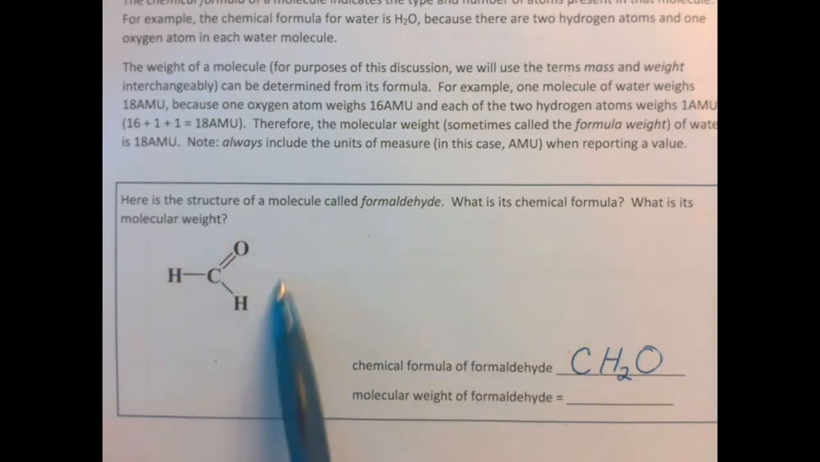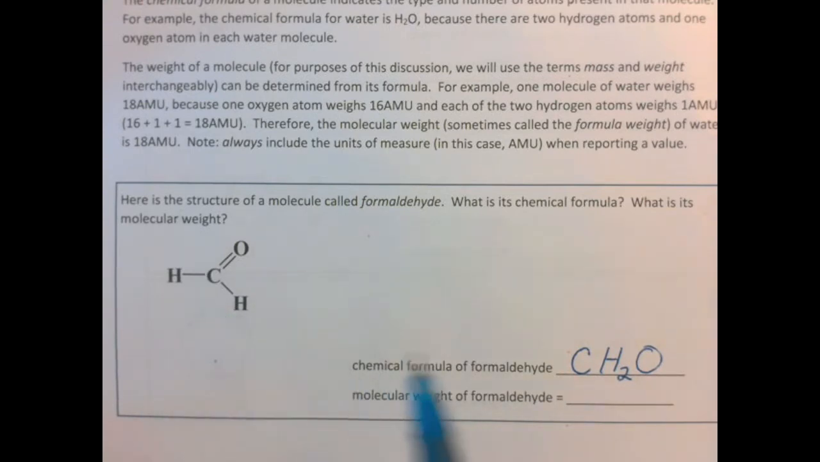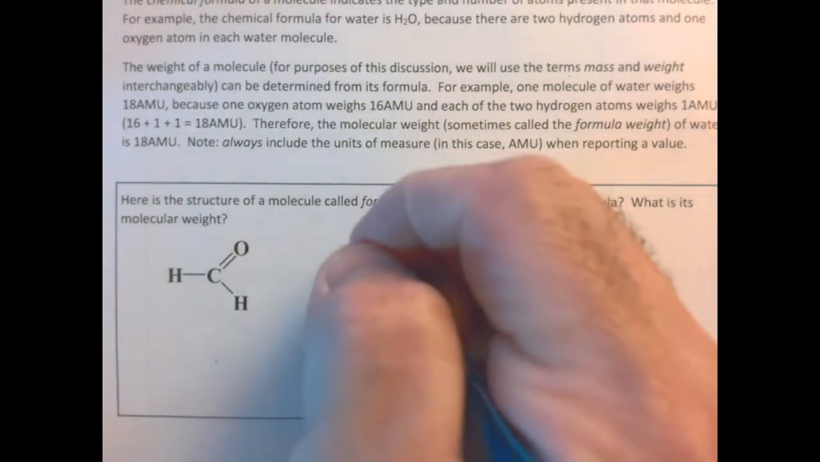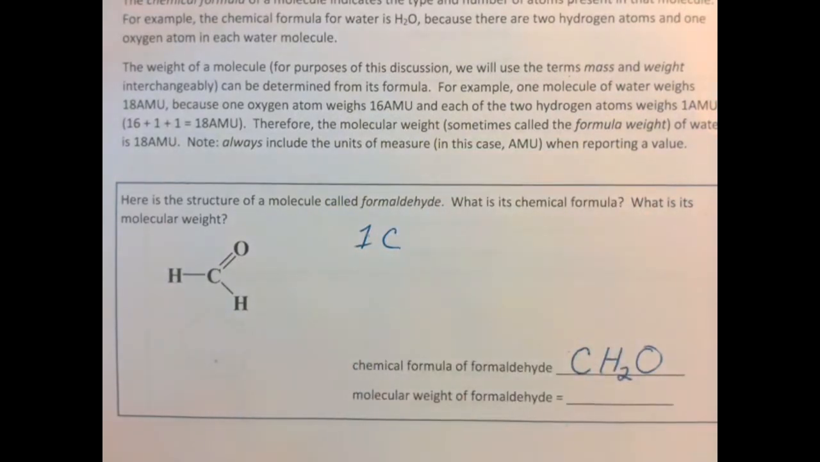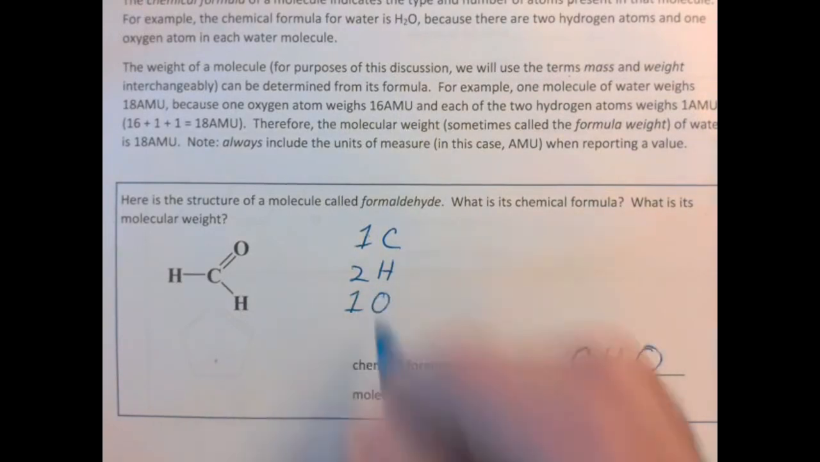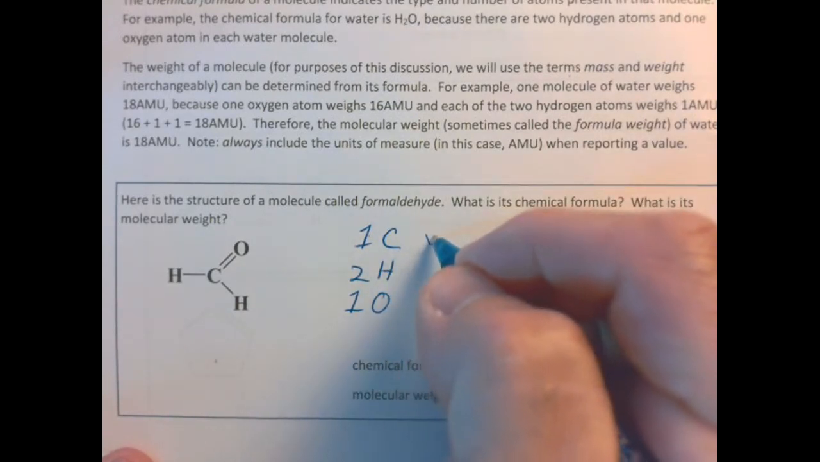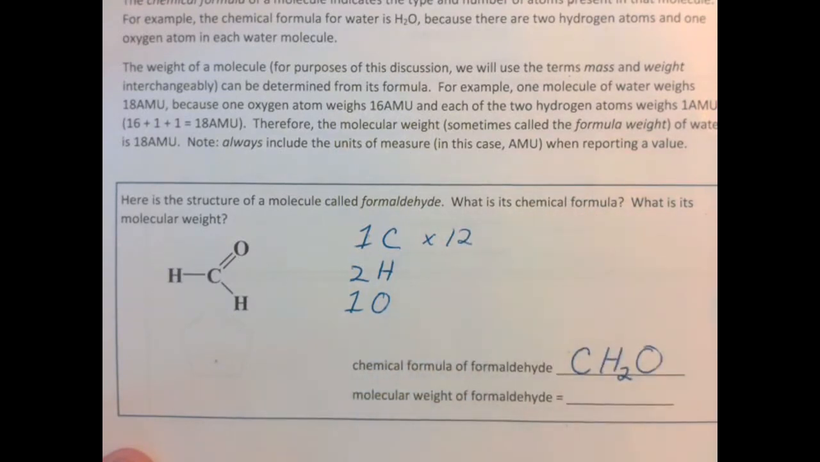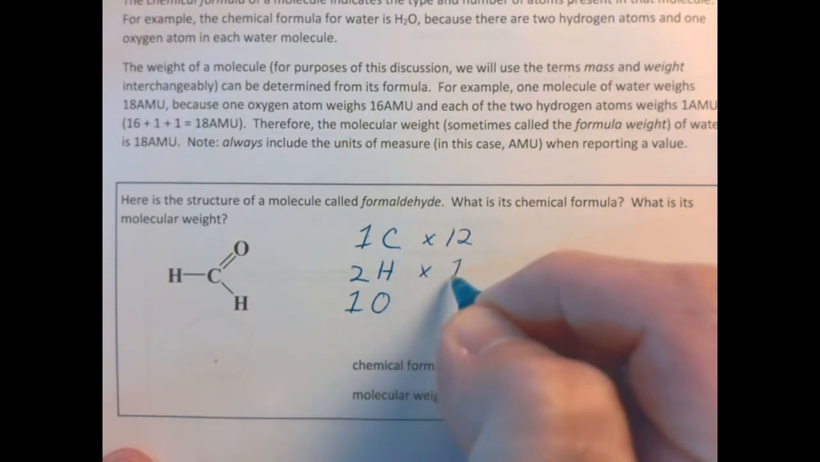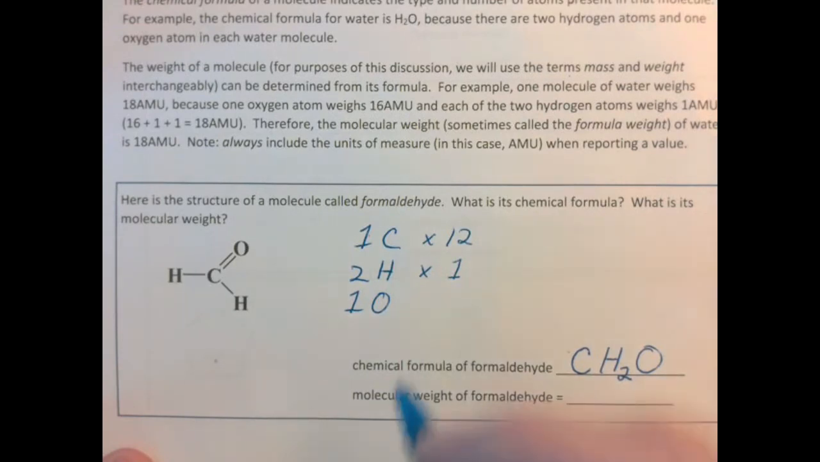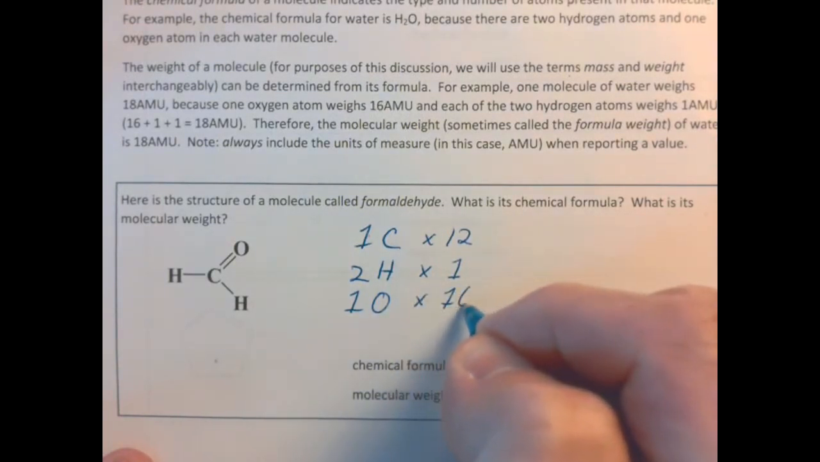Now, how much does one of these weigh? What's the molecular weight or the formula weight of formaldehyde? All I have to do is have a periodic table handy and say, well, what's my formula? I've got one atom of carbon, I've got 2 atoms of hydrogen, and I've got 1 atom of oxygen. If I have my periodic table handy, I can look up the weight of each of these atoms. I will find that carbon weighs 12 AMU, hydrogen weighs 1 AMU each, and oxygen weighs 16 AMU.